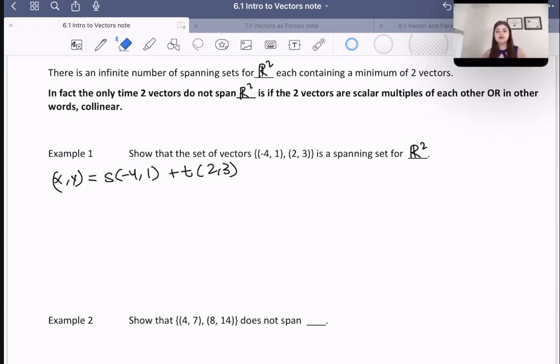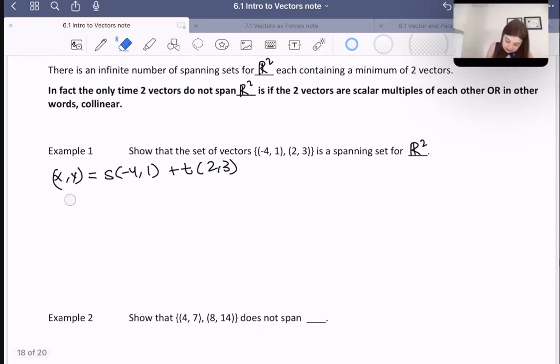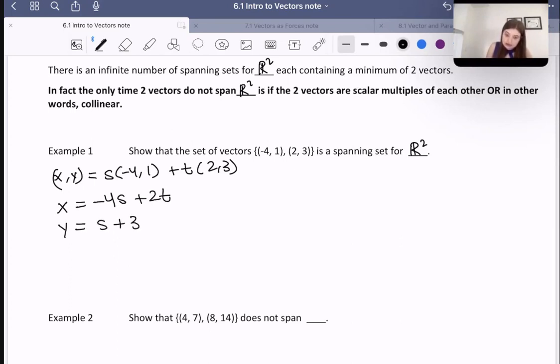There was a previous example we did in the last lesson where we showed something was collinear. In this case, we're trying to show that it's not collinear. So I'm going to give an example of how this is not collinear because it is a spanning set and can span every part of 2-space, as can (1, 0) and (0, 1). So let's do that. Here I have that x = -4s + 2t, and y = s + 3t, right?